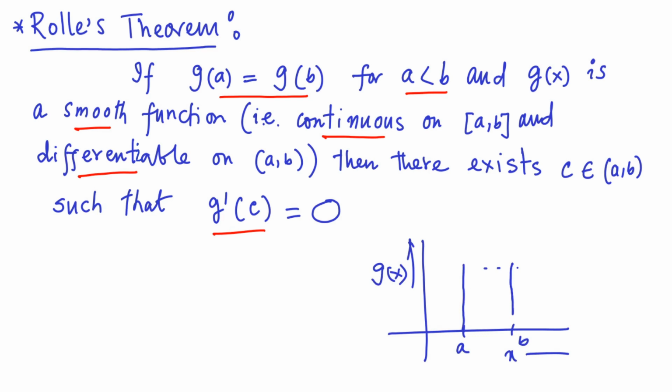Now let's try to understand the statement of this theorem from this graph. From the graph itself, you can see that if the function takes the same value at x equal to a and x equal to b, then there will always be a point c where the slope of the function g will be 0. That is essentially the statement of the theorem. Let us prove this theorem by contradiction.